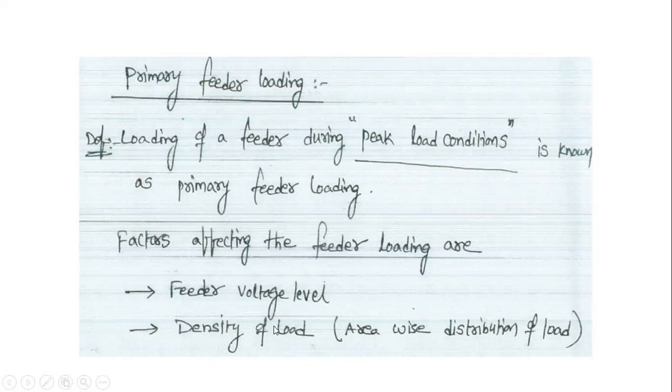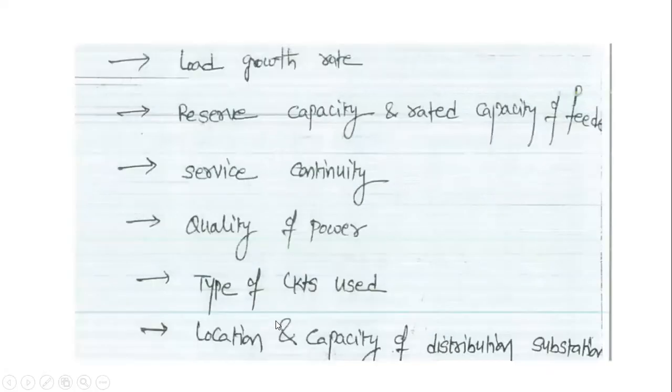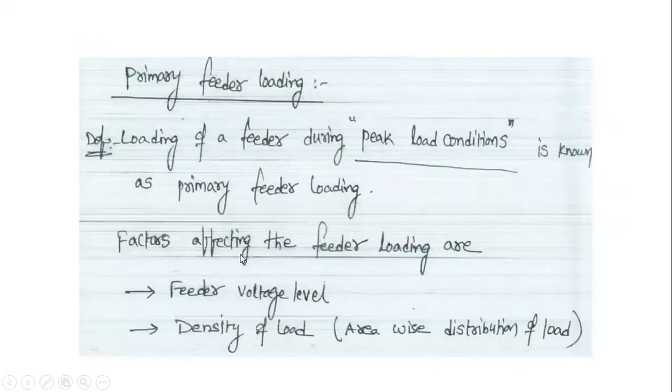What are the factors that affect that loading? Voltage levels and density of the load. Density of the load means the area that will be affected. Next is the load growth. Next, reserve capacity. Next, service continuity. Next, quality of the power, type of the circuits, and location and capacity of the distribution substations. These are the various factors that affect the primary feeder loadings.